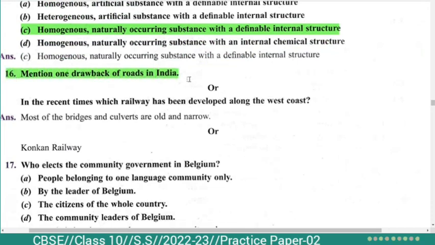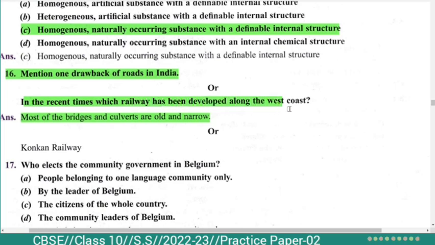Sixteenth question. Mention a drawback of roads in India. Answer: most of the bridges and culverts are old and narrow. So it is one of the drawbacks of roads in India. Now another question. In recent times, which railway has been developed along the west coast? Answer, Konkan Railway. Konkan Railway in recent times has been developed along the west coast.